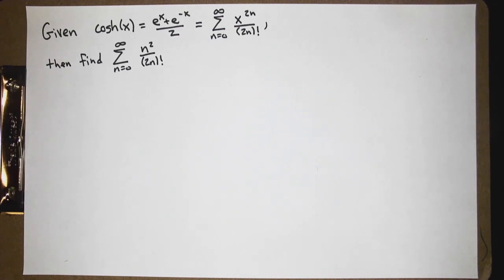But all right, so we have that fact. X to 2n over 2n factorial, we know what that function is. And then we're asked to do the following. Find the sum from 0 to infinity, n squared divided by 2n factorial. All right, what can we do?